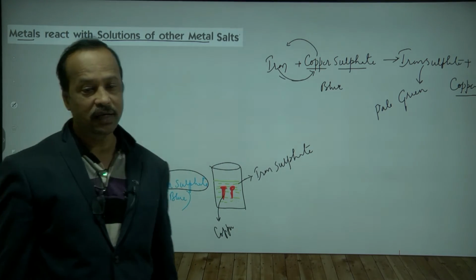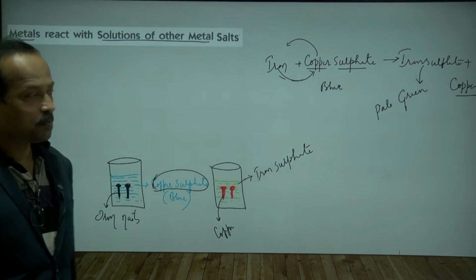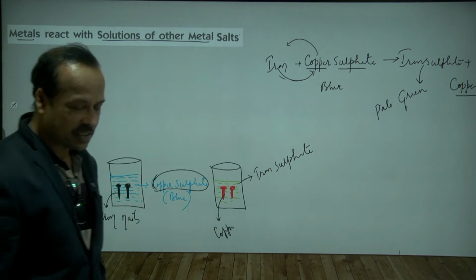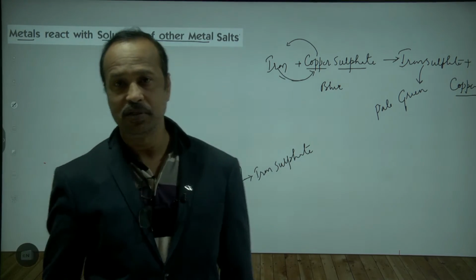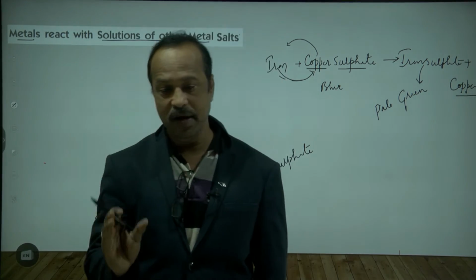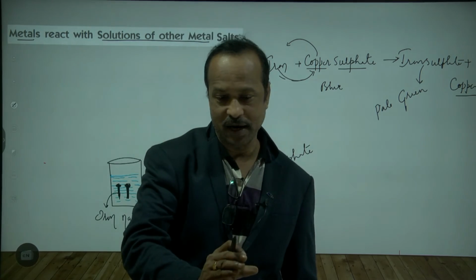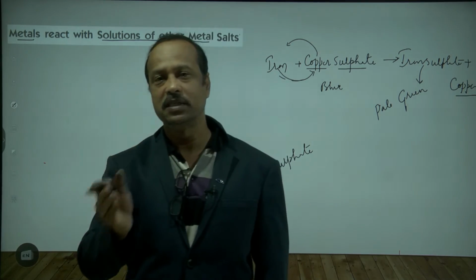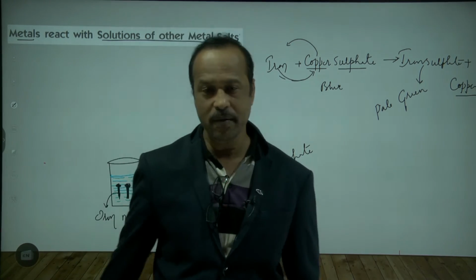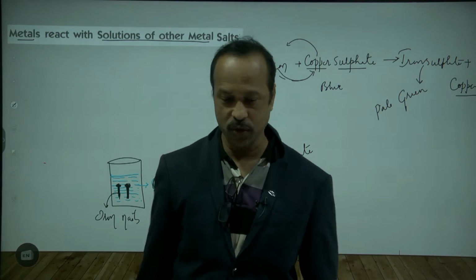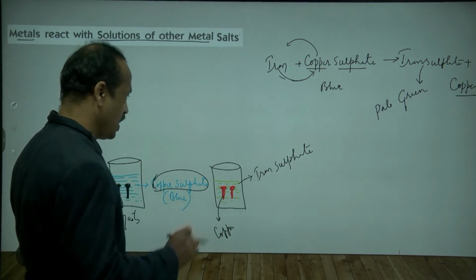This is called displacement reaction. Such types of reactions are called displacement reactions. So displacement means what? When a more reactive element displaces a less reactive element from its compound and occupies its place to form a new compound, it is called a displacement reaction. Okay. Now what happens?